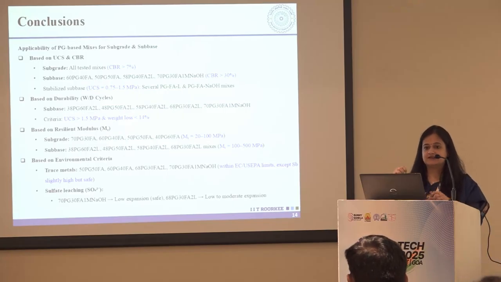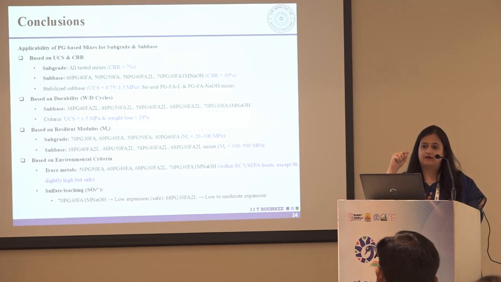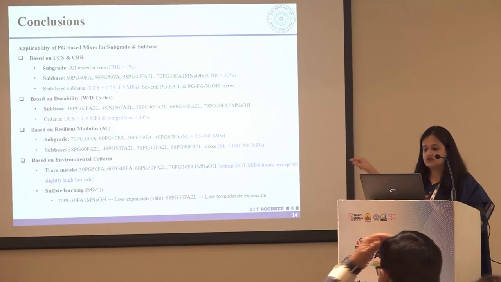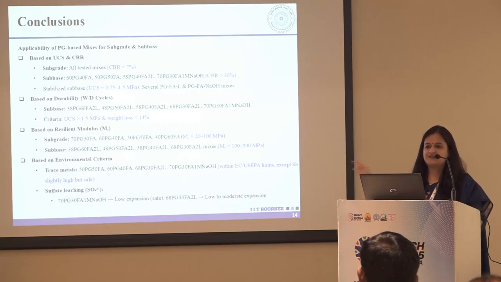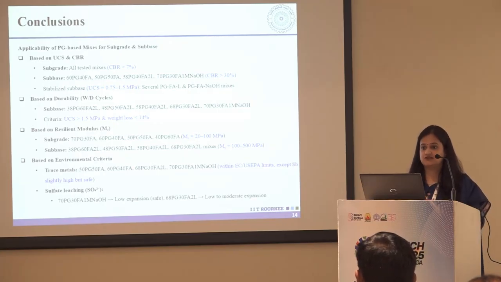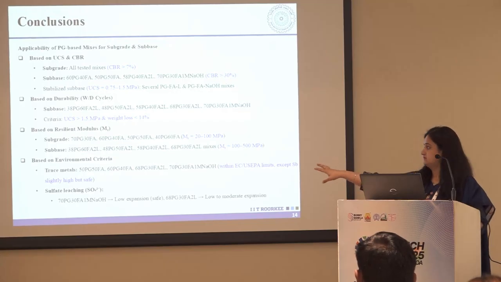And if we look at the environmental criteria, which was very important, we saw that when we use these stabilized PG mixtures, the heavy metals were usually within control limits, except antimony, which was outside the non-hazardous limit but within the inert limits, EU limits. We also checked the radioactivity, and it was within the limits prescribed by AERB. We also tested the sulfate leaching, which was important. We found that for the mixtures, it was usually low expansion or safe, and when we used lime and 68 PG 30 FA, it was low to moderate expansion.